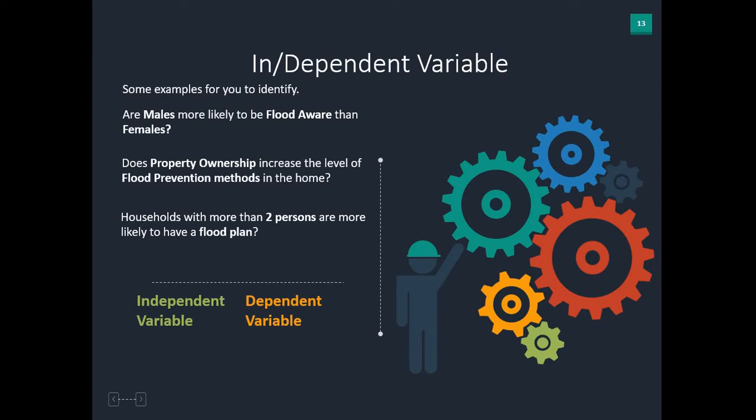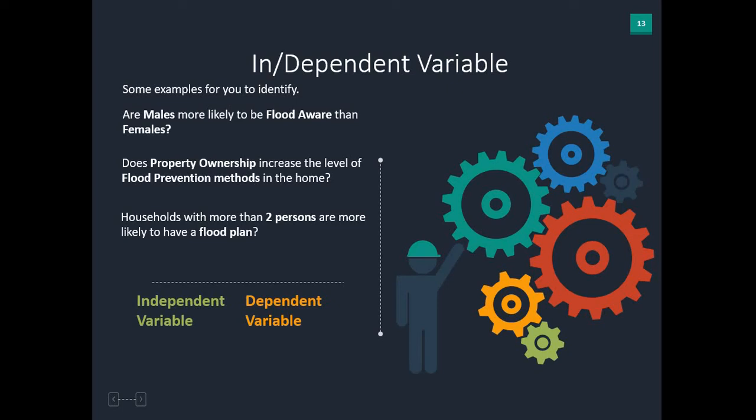Does property ownership increase the level of flood prevention methods in the home? Well, property ownership is an independent variable and their flood prevention methods is a dependent variable. Because if you own a house, you're probably more likely to be protective of it than if you had a landlord, for example.